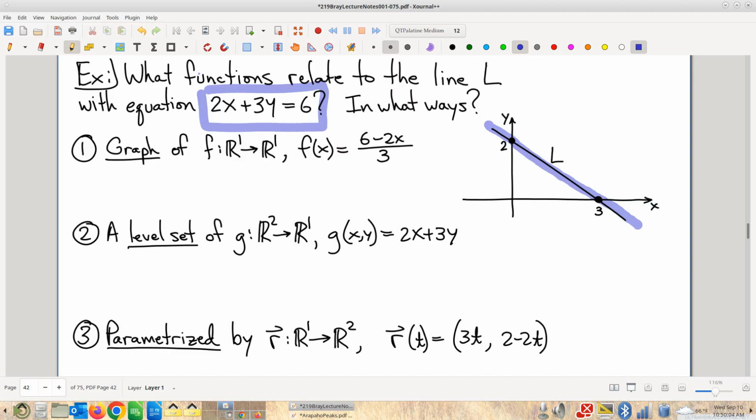Okay. Which is awkward grammar. For your information, the curve that is parameterized by a function is literally just the points that come out of this function, and we already have a name for that. That's image. So this is the image of this parameterization down here. Okay, so this line is three things. It's a graph, it's a level set, and it's an image. Three different functions, f, g, and r.